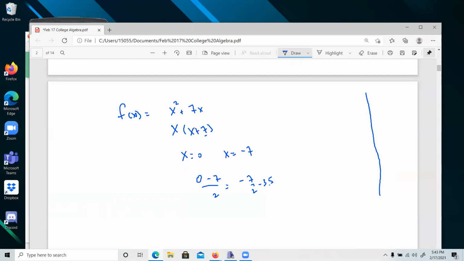So what we're going to have here is 0, 1, 2, 3, 4, 5, 6, 7. Okay, so it faces up, right? The parabola faces up. And at negative 3.5, somewhere down here, there's going to be, let's go ahead and just do it. 3.5 squared plus 7 times negative 3.5, right?